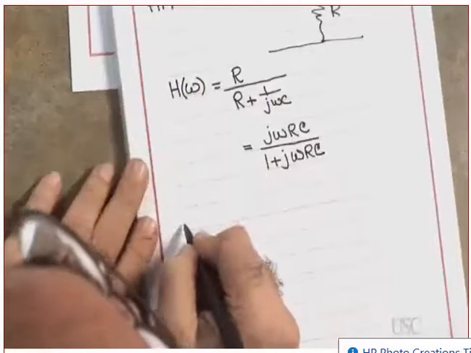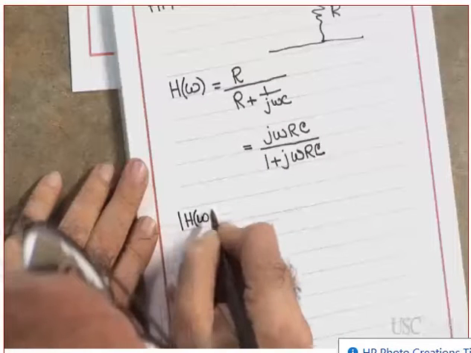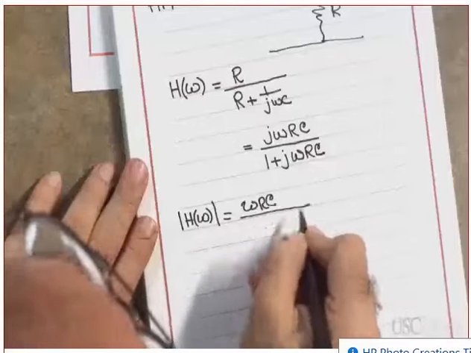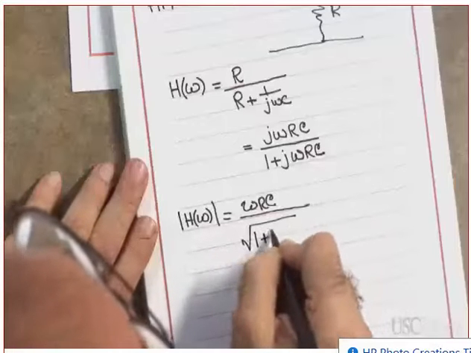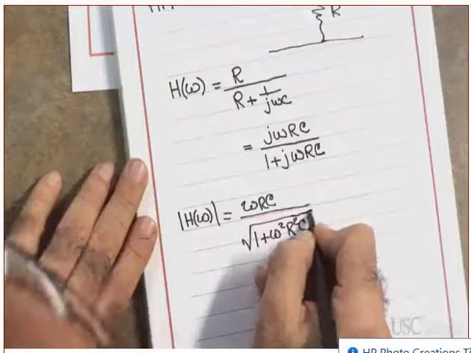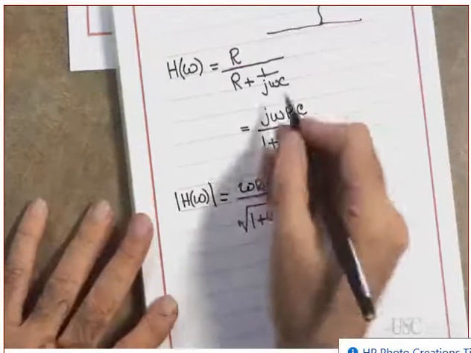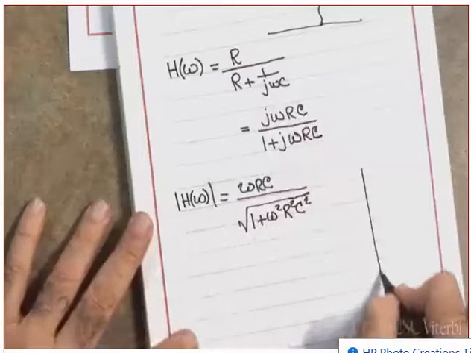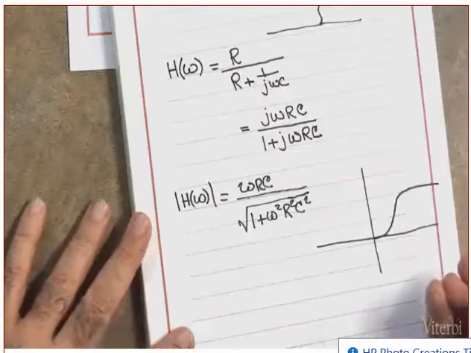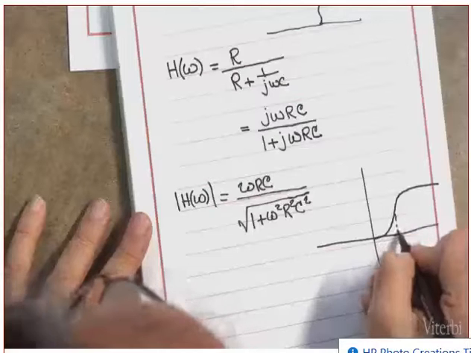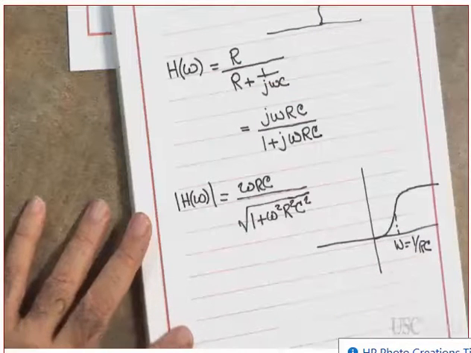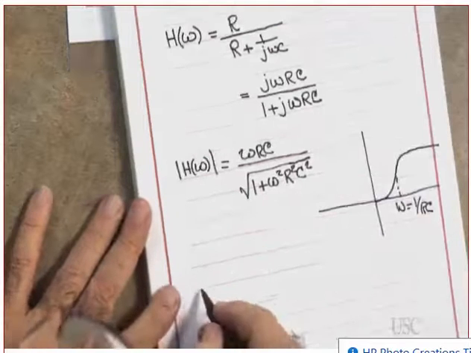What is the magnitude of H of omega first? It is omega RC over the square root of 1 plus omega RC squared. For small omega the absolute value is just omega RC. And what does this look like? At omega equal to 1 over RC, you get to the 3 dB point. And what is the phase?